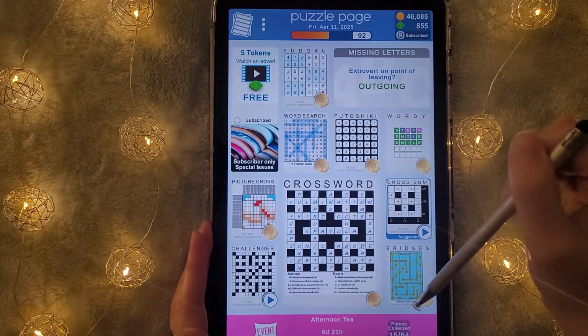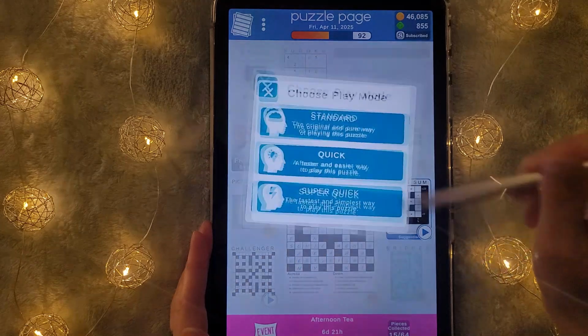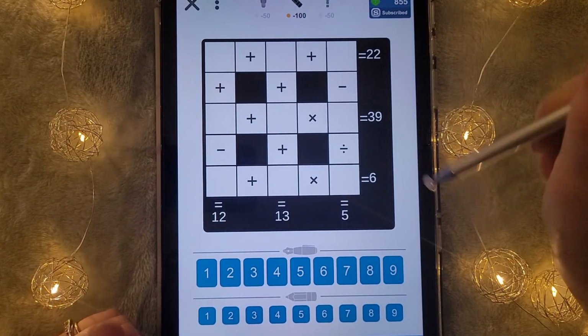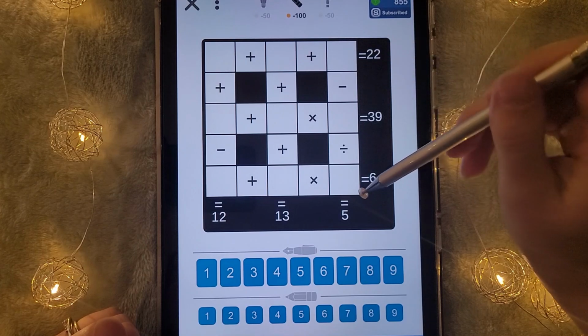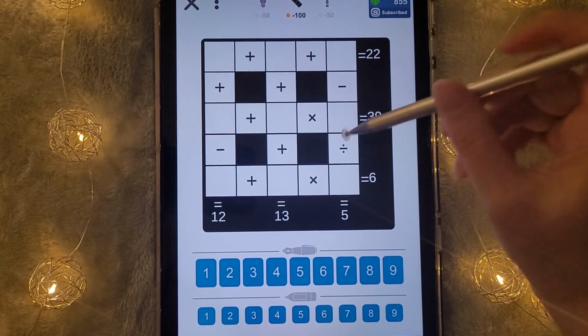Alright, now I think let's jump into cross sum. My husband is really good at the cross sums. I am not as good. So these usually do take me a little bit of time to figure out.